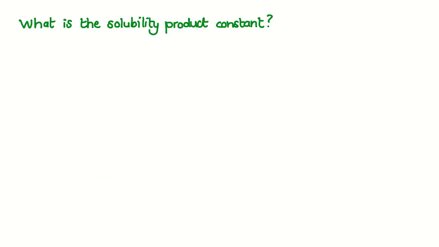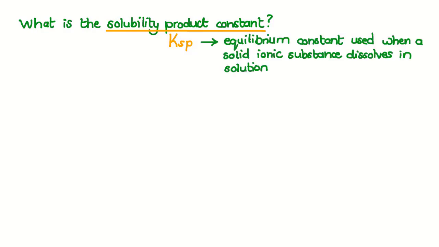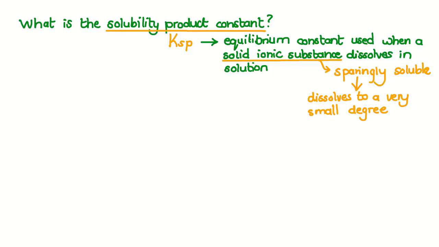What is the solubility product constant? The solubility product constant, or KSP, is a special equilibrium constant used when a solid ionic substance dissolves or dissociates in solution. The ionic substance must be a sparingly soluble substance. Sparingly soluble means it dissolves to a very small degree, or hardly at all. And the solution must be water-based.